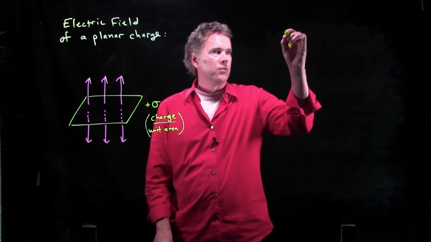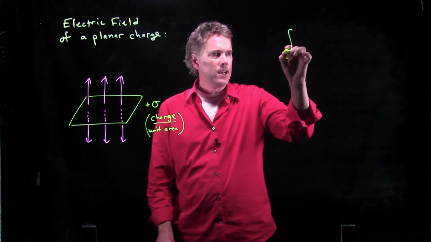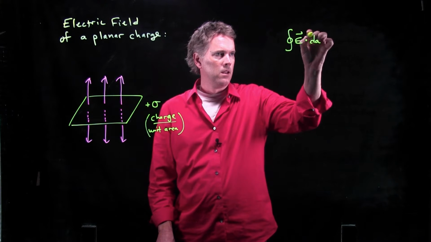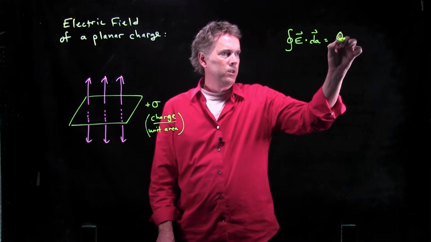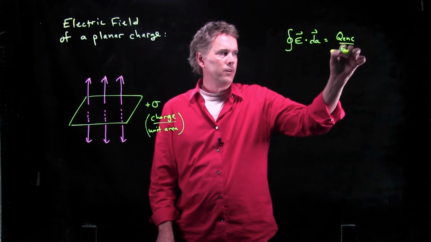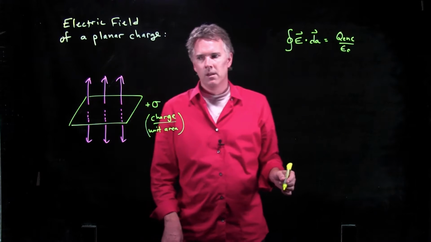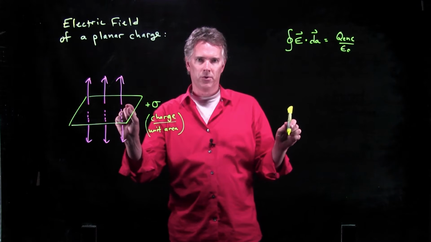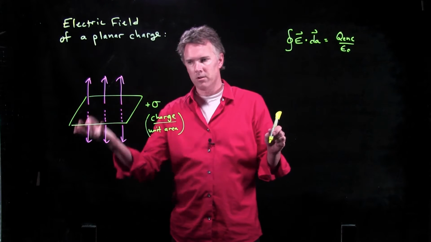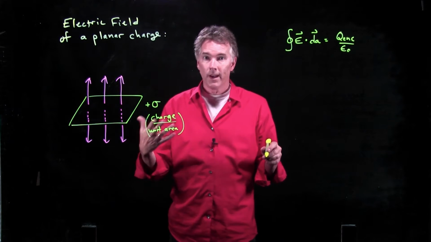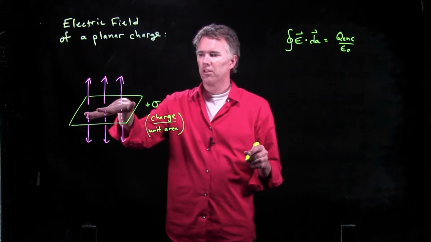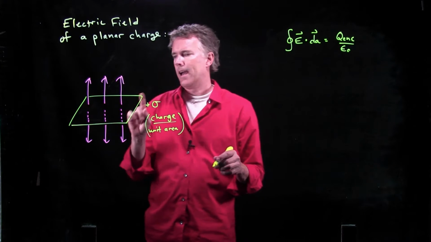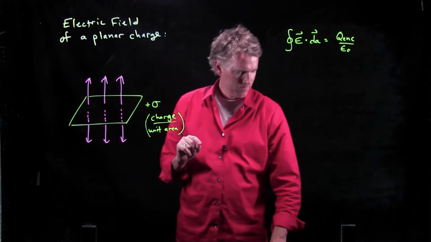So let's go back to Gauss's law. Gauss's law says integral E dot dA equals Q enclosed over epsilon naught. All right, we have Cartesian symmetry here, right? We don't have spherical anymore, we don't have cylindrical, we have Cartesian symmetry. It's going to look the same in this planar case. So, how do we take advantage of that?